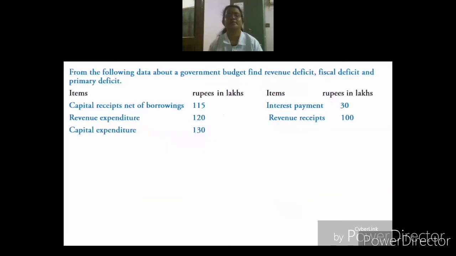From the following data about the government budget, find revenue deficit, fiscal deficit, and primary deficit. So, like the previous question, all the three you need to find out. And here the items given are capital receipts net of borrowing, and then revenue expenditure, capital expenditure, interest payment, and revenue receipts. So, revenue expenditure and capital expenditure is given. Both together, we will get the total expenditure. So, we'll find out the revenue deficit first.